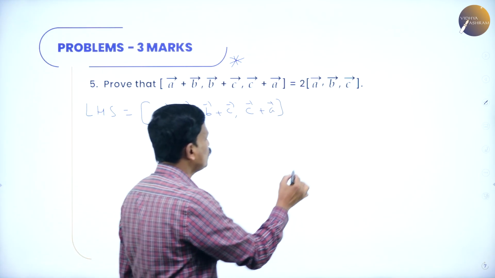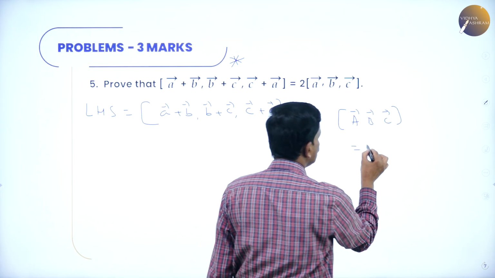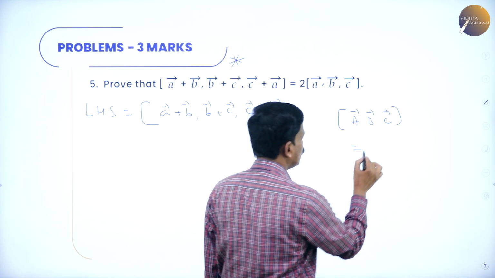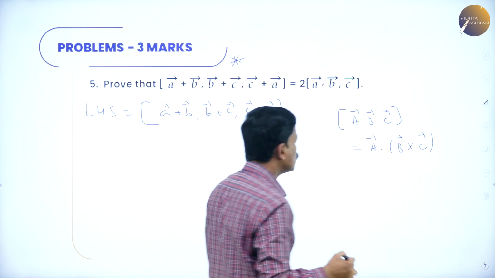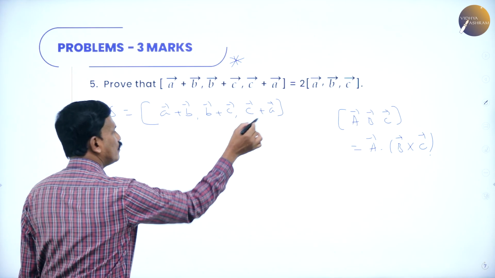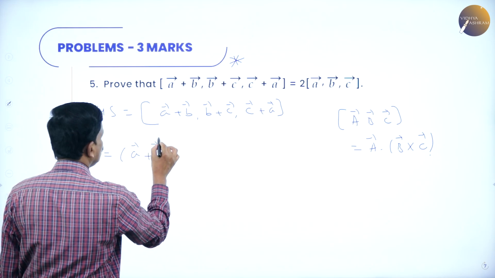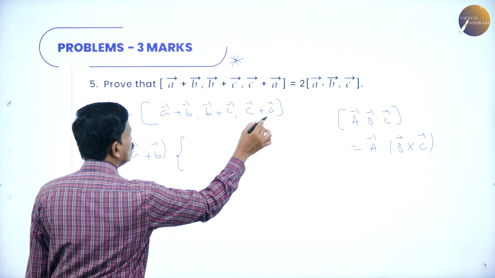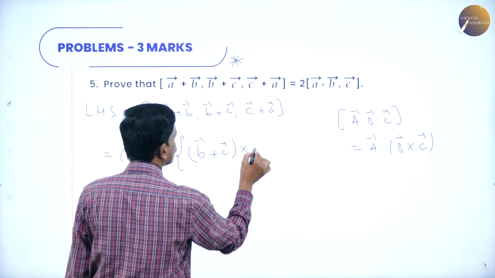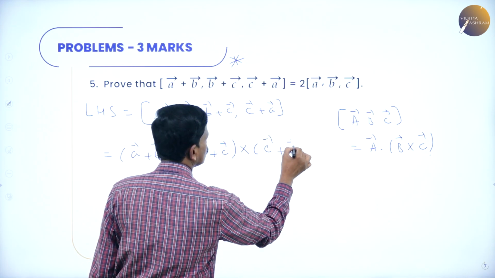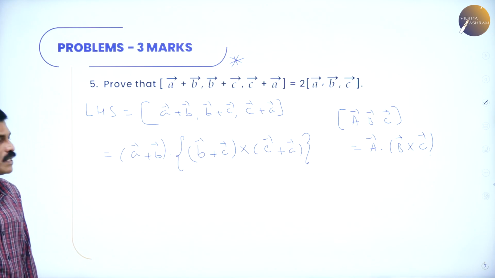Now, let us consider capital A, capital B, capital C as any 3 vectors. Then the box product of these 3 vectors is given by vector A dot B cross C. Suppose this is vector A, vector B, vector C. This can be written as A plus B dot B cross C, where B cross C is nothing but vector B plus C cross product of C plus A. So A plus B dot B plus C cross C plus A.